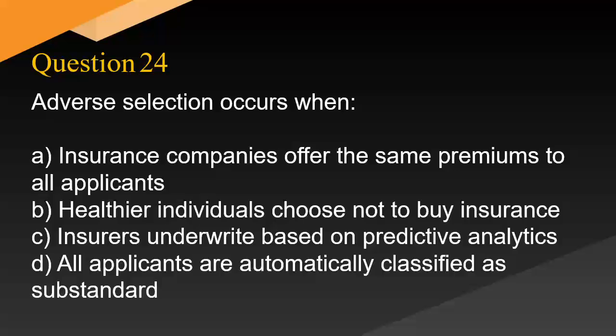Adverse selection occurs when A. Insurance companies offer the same premiums to all applicants. B. Healthier individuals choose not to buy insurance. C. Insurers underwrite based on predictive analytics. D. All applicants are automatically classified as substandard.